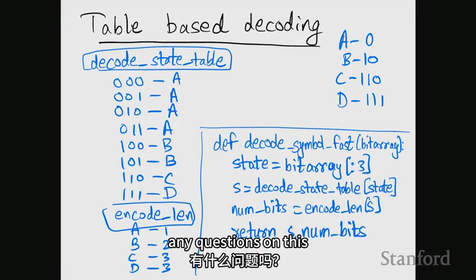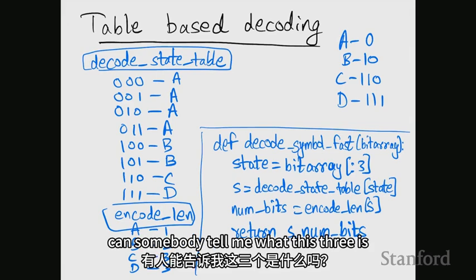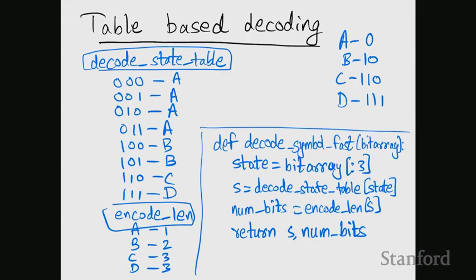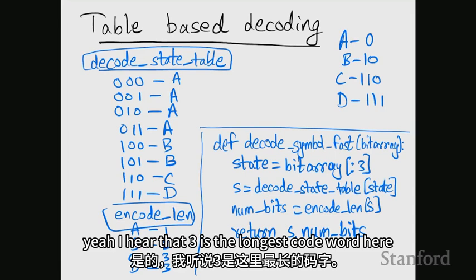Any questions on this? If there are no questions, can somebody tell me what this 3 is? Why 3? What's so special about 3? Yeah, I hear that 3 is the longest code word here.